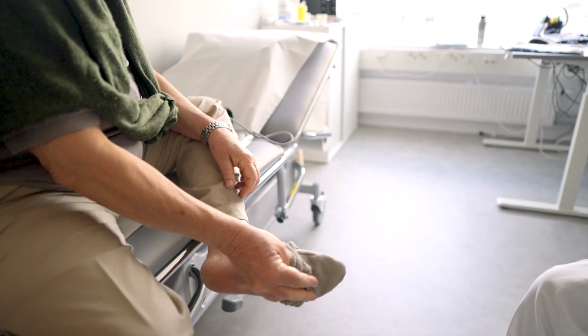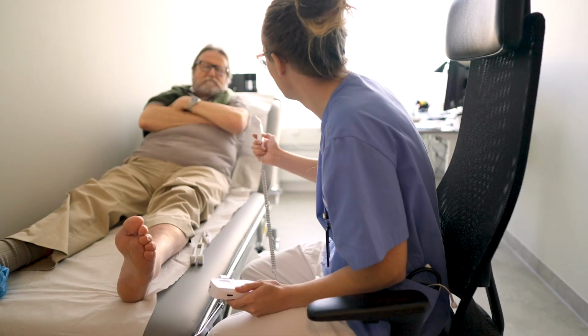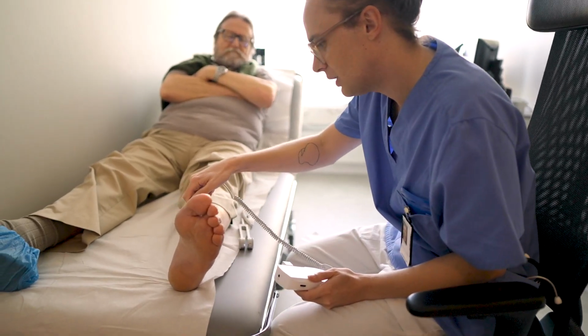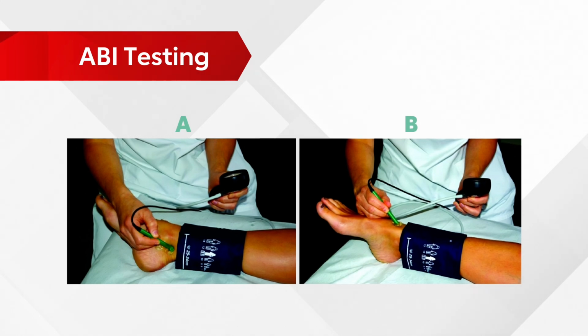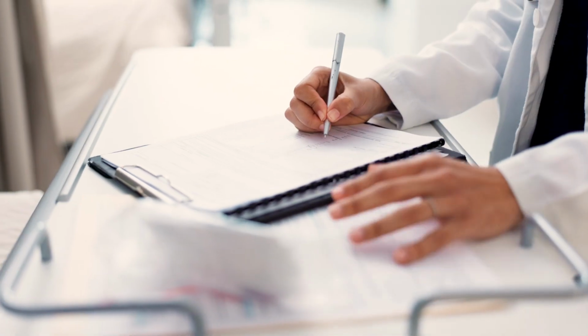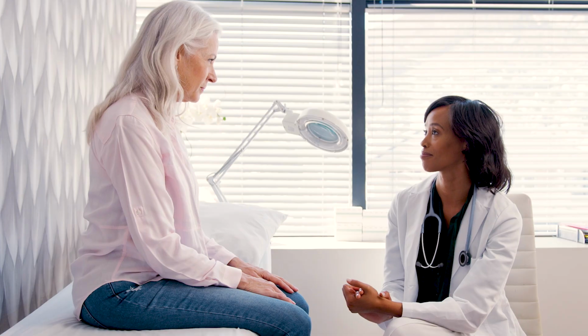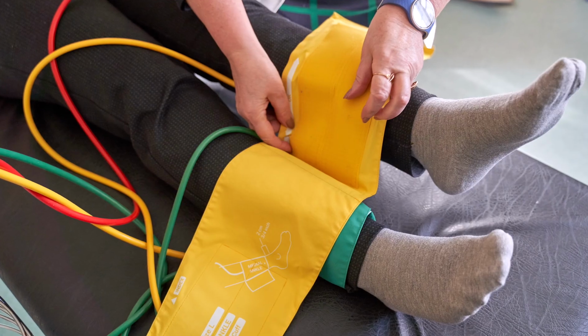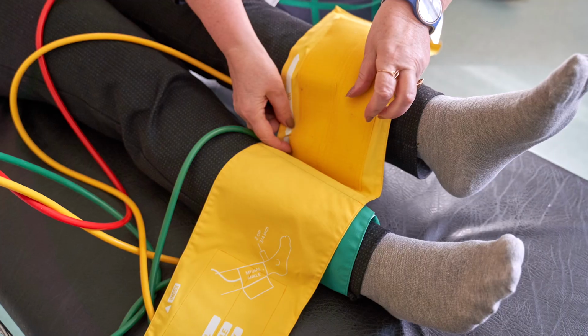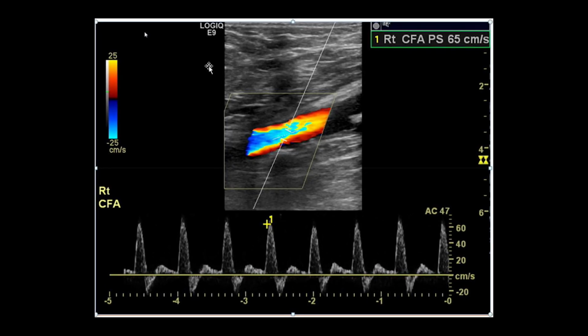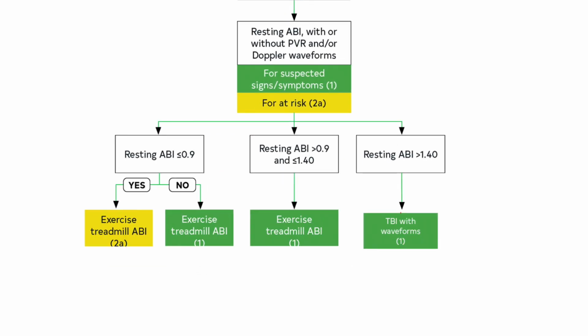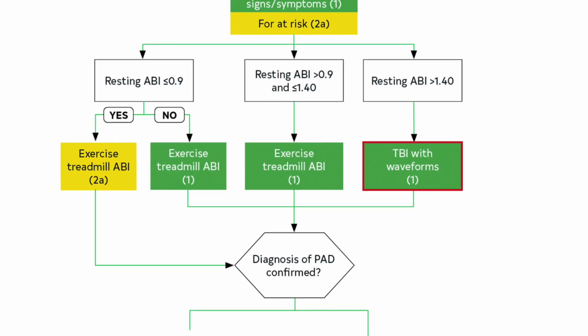The 2024 AHA-ACC guideline reinforces that clinical examination, including palpation of pulses, does not reliably exclude PAD. Objective testing, for example, ABI, is recommended to confirm diagnosis. ABI and TBI testing is important to order. In patients with history or physical examination findings suggestive of PAD, the resting ABI, with or without ankle pulse volume recordings, PVR, and/or Doppler waveforms, is recommended to establish the diagnosis. Per the 2024 PAD guidelines, TBI with waveforms should be performed when the resting ABI is greater than 1.40, non-compressible.